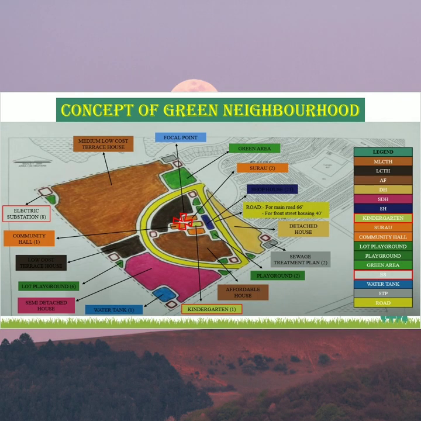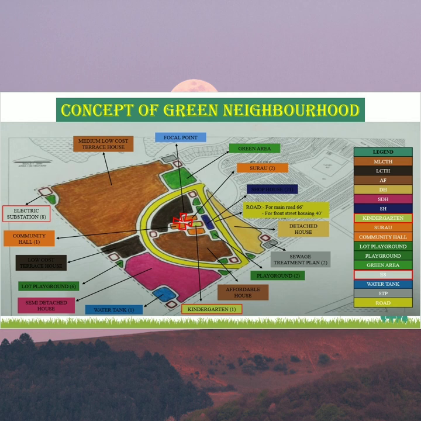For concept of green neighborhood plan, they have medium cost terrace house, green area, 2 surau, 21 shop house, detached house, 2 sewage treatment plant, 2 playground, affordable house, 1 kindergarten, 1 water tank, semi-detached house, 6 lot playground, low-cost terrace house, 1 community hall and 8 electric substation.